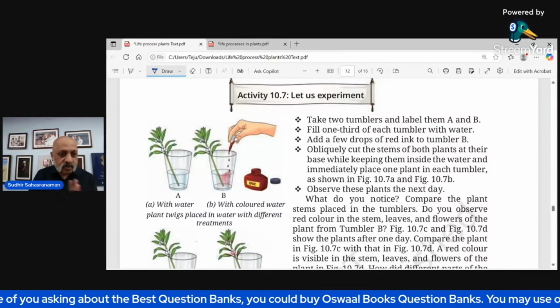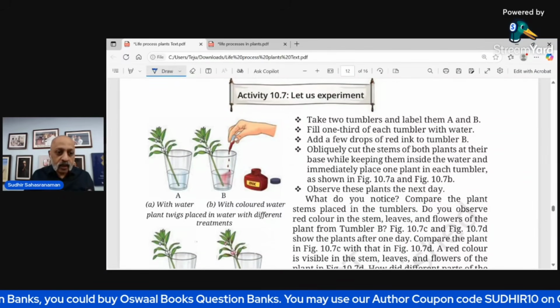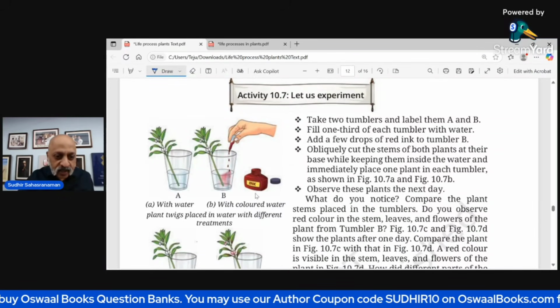You have 2 glasses. In the second glass, you put the red ink with a dropper. Okay. You put the red ink. This is the ink pot which you used to have.